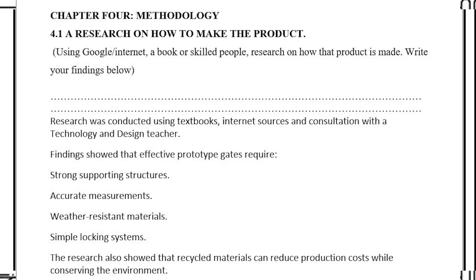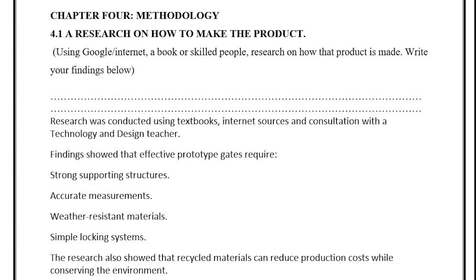That now leads us to chapter 4, methodology. The first thing under methodology is a research on how to make the product. So you can either use Google or internet, you can either use a book or ask somebody who has the skill. As long as you have researched, you have got the information from a reliable source, and then you write your findings here. So here research was conducted using textbook, internet sources, and consultation with technology and design teacher.